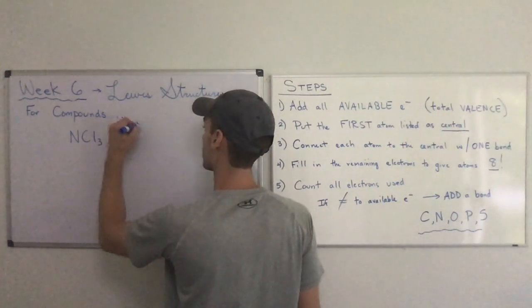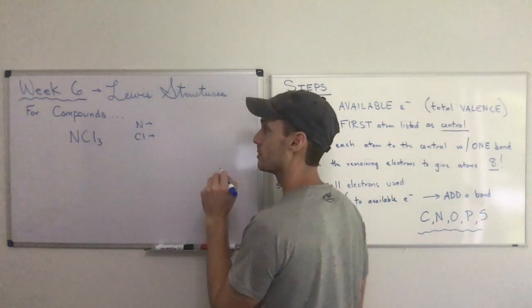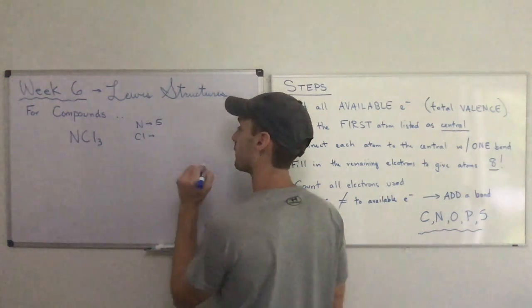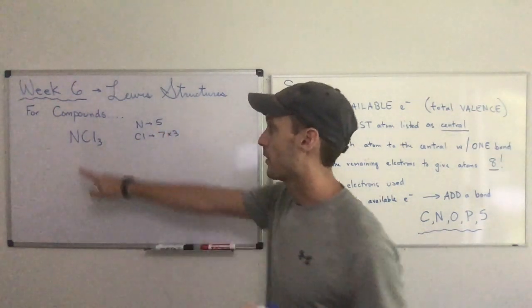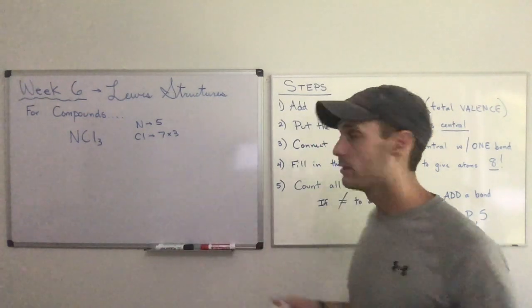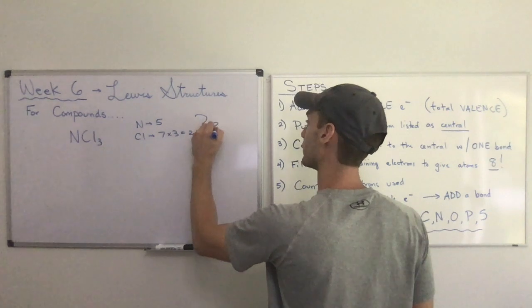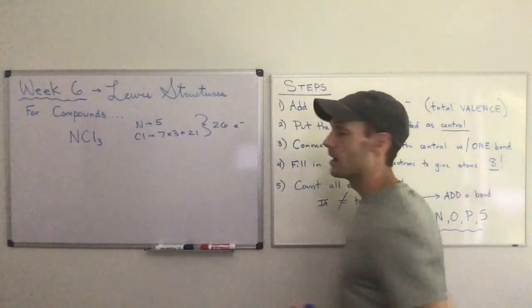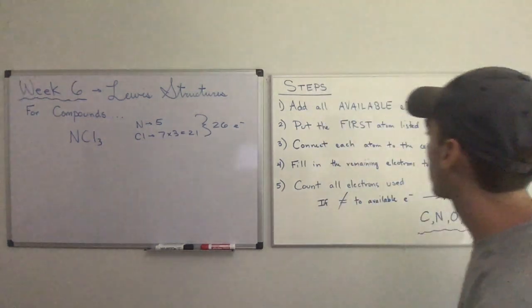So look at your periodic table. How many does nitrogen have? How many does chlorine have? You should very quickly see nitrogen's got 5. Each chlorine has 7, but there are 3 of them, so we have to add all of them up. That's 21 and 5 gives us a total of 26 electrons to use. Okay, so keep that in the back of your mind.